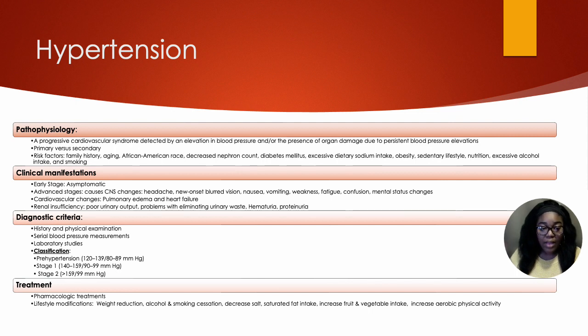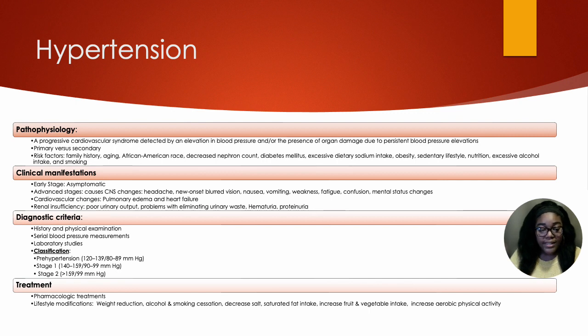So you do have primary hypertension versus secondary hypertension, and there are multiple risk factors, which include family history, aging, ethnicity, particularly with the African American race. This can be associated with your nephrons or kidney issues, diabetes, excessive dietary intake of sodium. It can be caused by a sedentary lifestyle, obesity, and excessive smoking and alcohol intake.